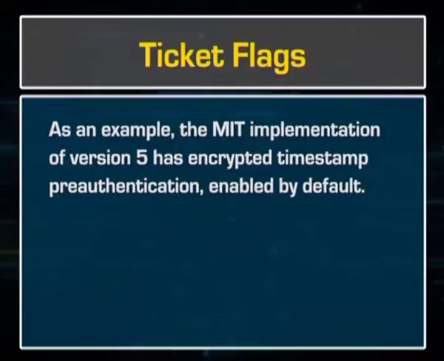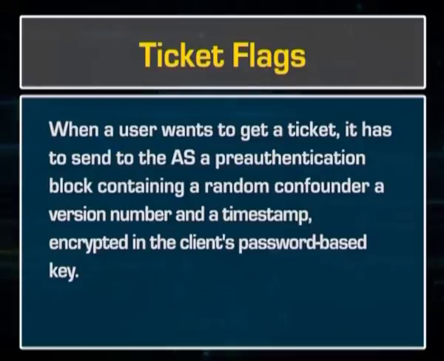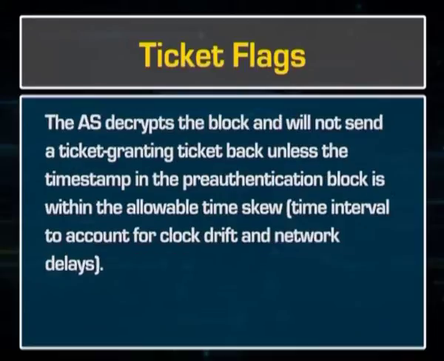As an example, the MIT implementation of version 5 has encrypted timestamp pre-authentication enabled by default. When a user wants to get a ticket, it has to send to the authentication server a pre-authentication block containing a random confounder, a version number and a timestamp encrypted in the client's password based key. The authentication server (AS) decrypts the block and will not send a ticket granting ticket back unless the timestamp in the pre-authentication block is within the allowable time skew, that is, a time interval to account for clock drift and network delays.